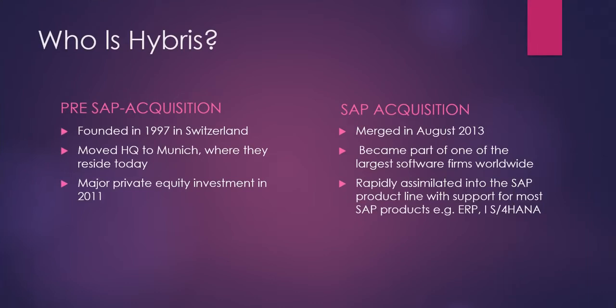As a background to Hybris, it was founded in 1997 in Switzerland. They moved to headquarters in Munich, where they reside today. Major private equity investment was made in 2011. And in August 2013, SAP acquired the company. This made Hybris part of one of the largest platforms worldwide, rapidly assimilated into the SAP product line with support from most products, for example ERPs and S/4HANA.